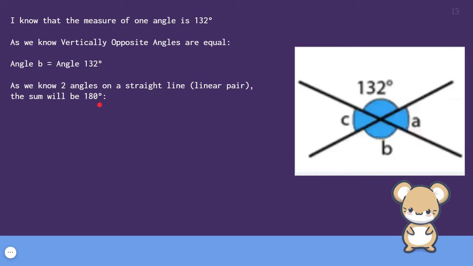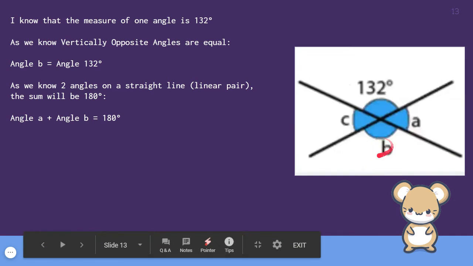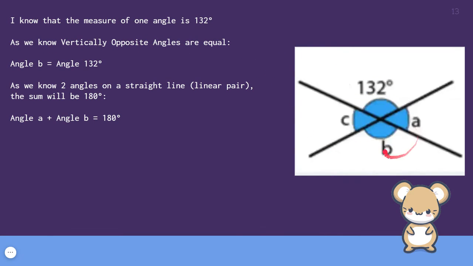If you saw the previous video, you would know that if two angles are on a straight line and they are supplementary, it's going to be a linear pair, and the sum of the angles is going to be 180. That means angle A and angle B is going to be 180 degrees. I already know angle B is 132 because of vertically opposite angles, and now I'm trying to find the measurement for A. How will I know this?